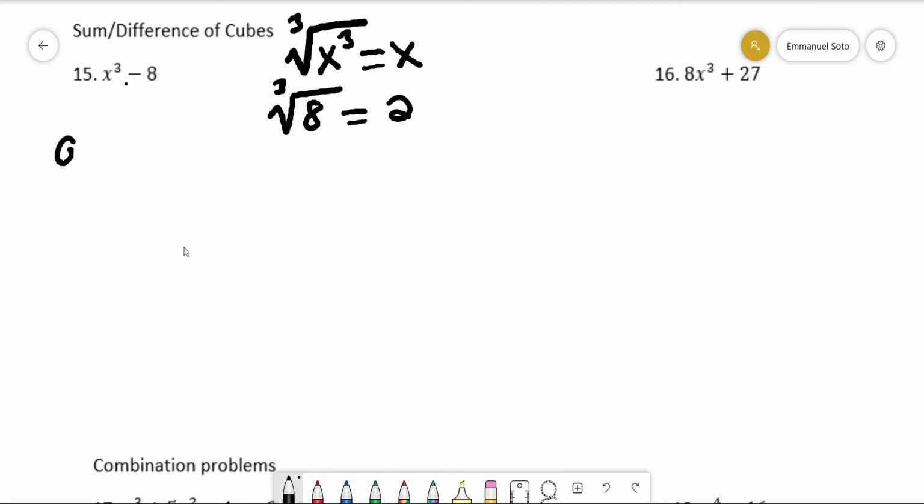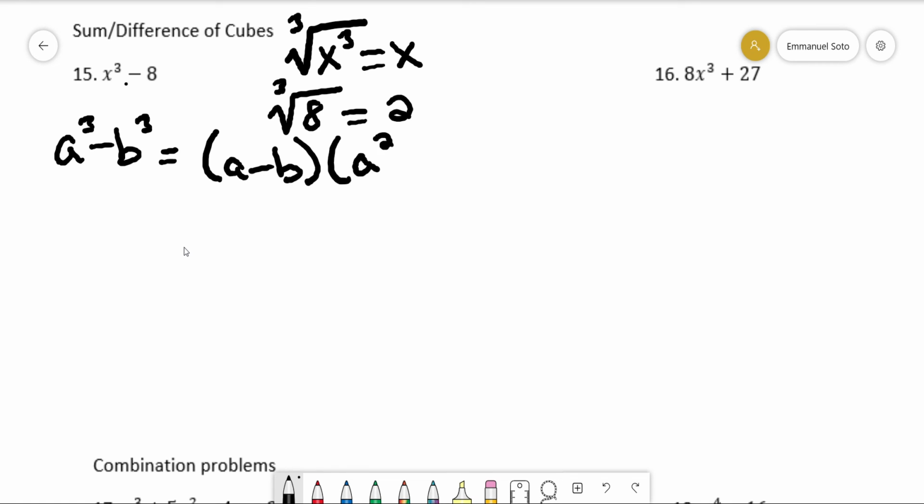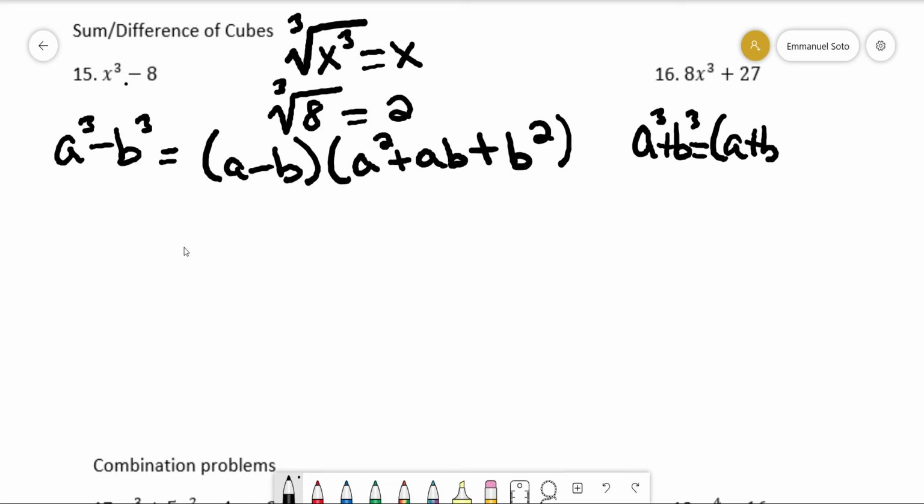So that's a difference of cubes in this example. The formula for that is a cubed minus b cubed equals (a minus b) times (a squared plus ab plus b squared). The formula for the sum of cubes, which is this number 16, I'll write out here: a cubed plus b cubed equals (a plus b) times (a squared minus ab plus b squared). We're going to use both formulas, one for 15, one for 16.